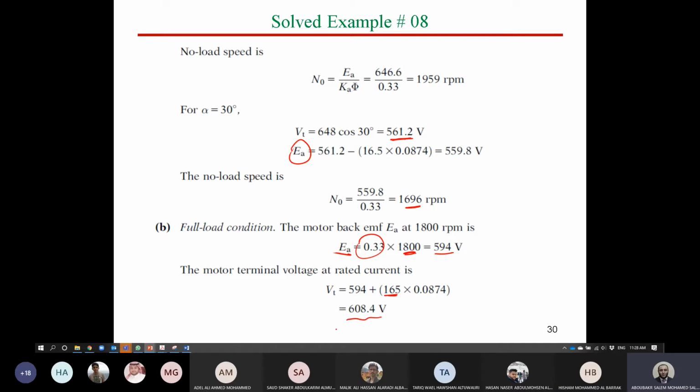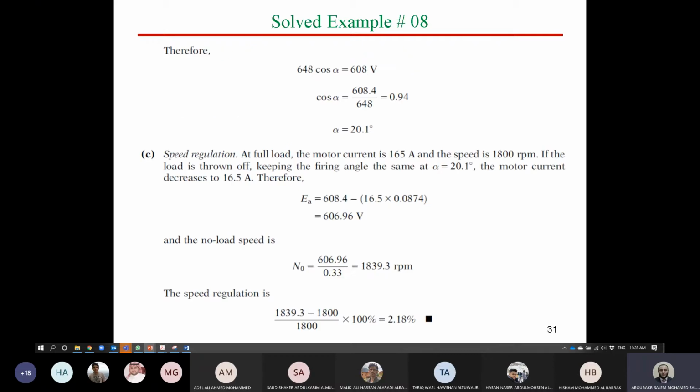Simply you have the voltage at the motor terminal, which is representing the average value of the output rectifier voltage. We can now say V, which is V max, which was 648 cosine alpha. This is the average voltage relation of the converter here. It equals 608, which is the output average voltage at our operating condition at speed of 1800. So now you have a relation as a function of alpha. You can get easily the value of alpha.